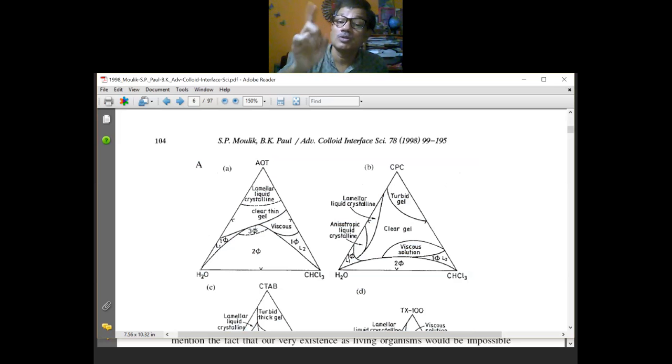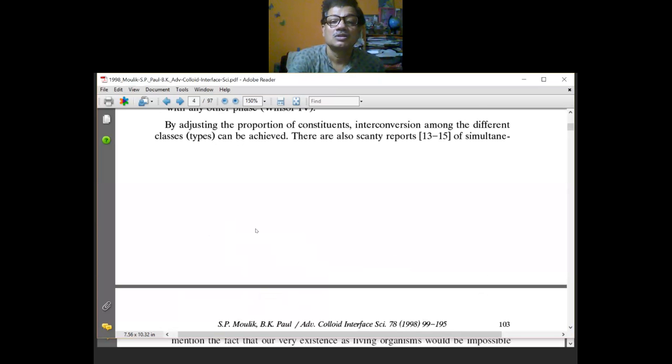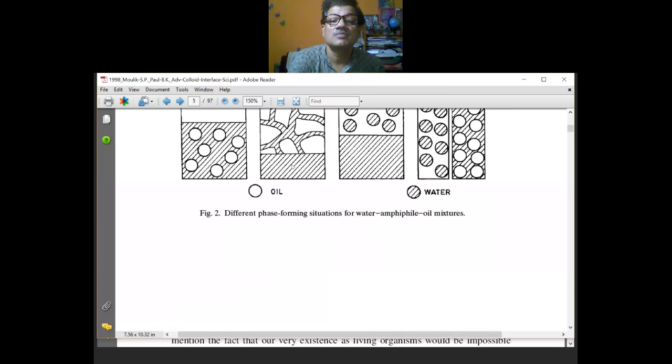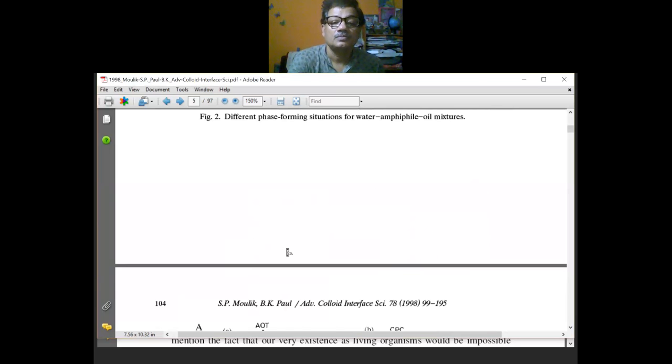When do we get three phases? As I said, here there is water in oil microemulsion, water in bicontinuous medium, and again there is a third phase. If you allow me to show, this is a three phase region. Okay, and I'll discuss it.